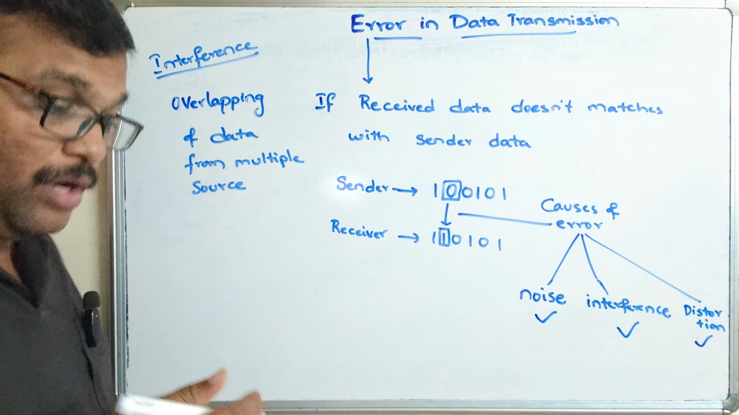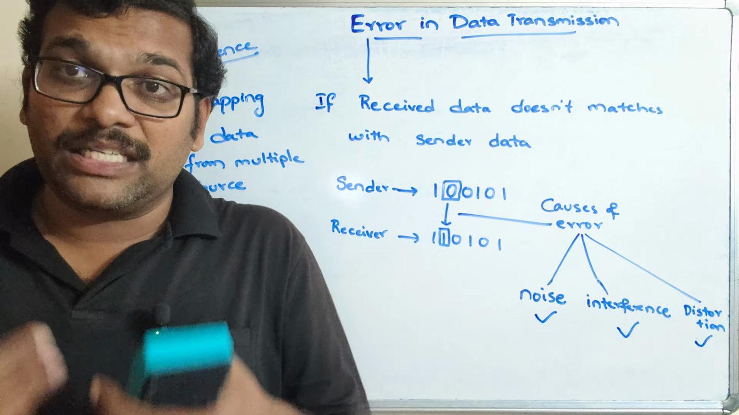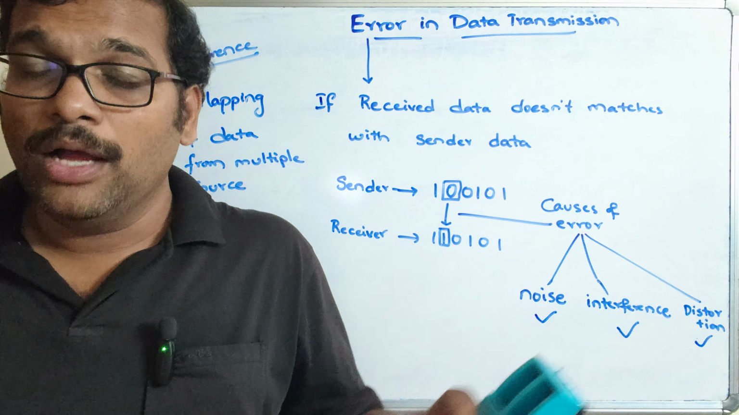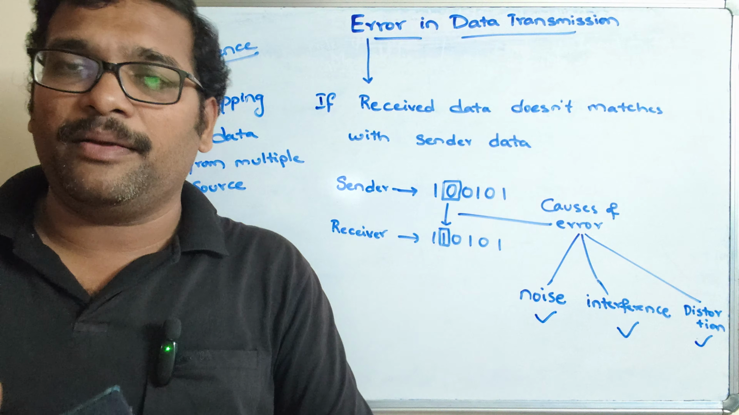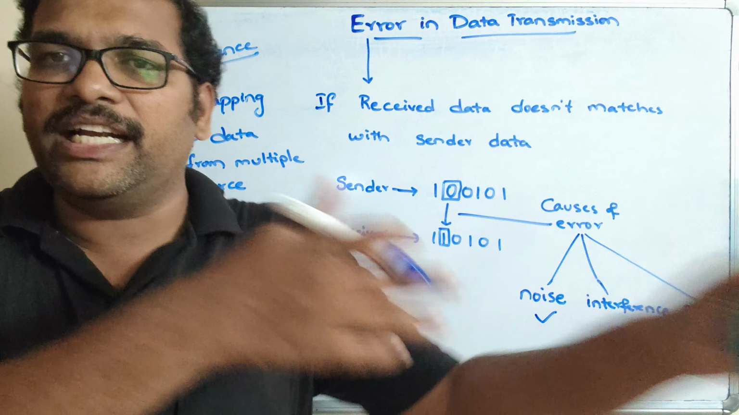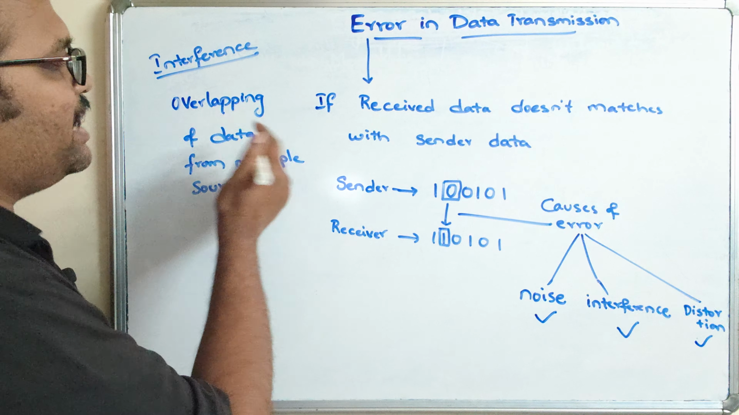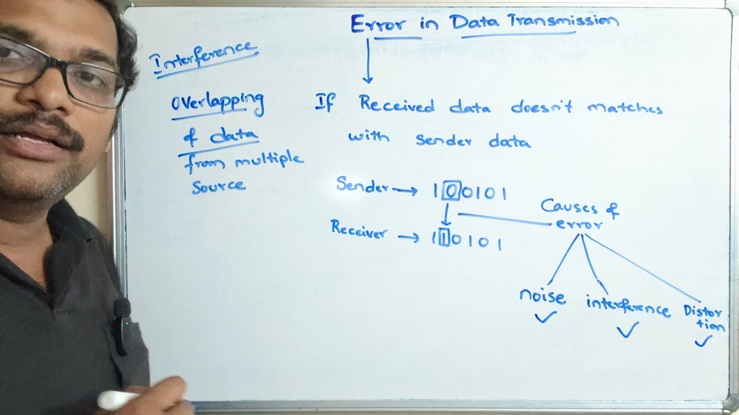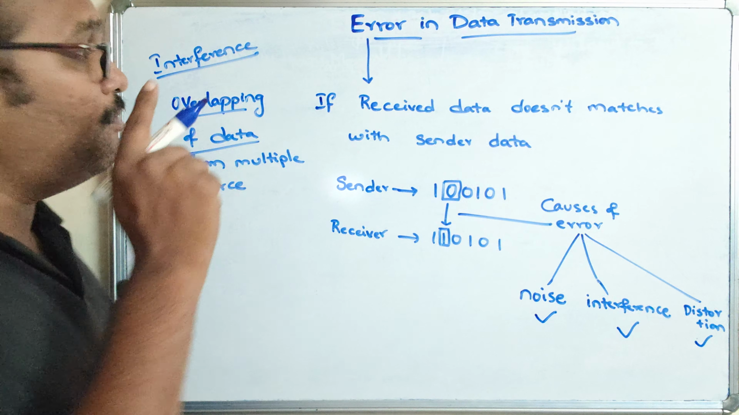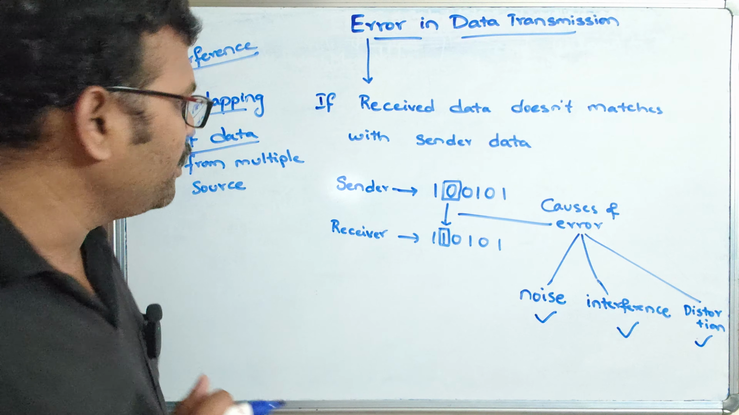So at a time we are sending data to the receiver. Similarly, some other person will send other data to another receiver. So in parallel, much more data from different sources will be transmitted to the destinations. During the transmission, if there is any overlapping of data, that is called interference. This is one more cause of getting the error.